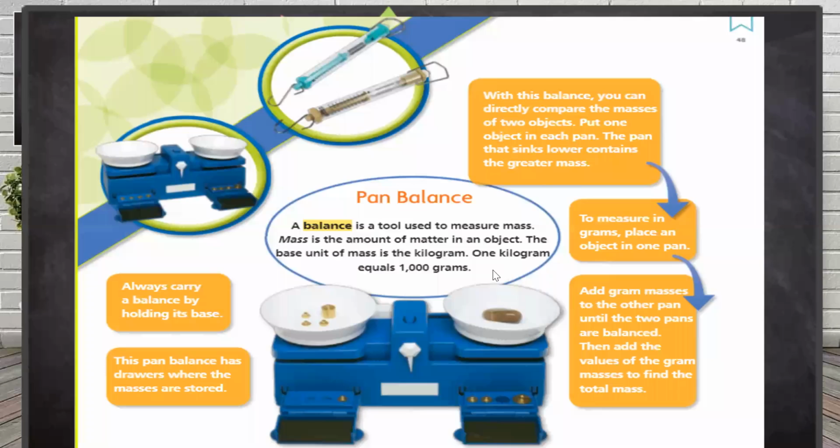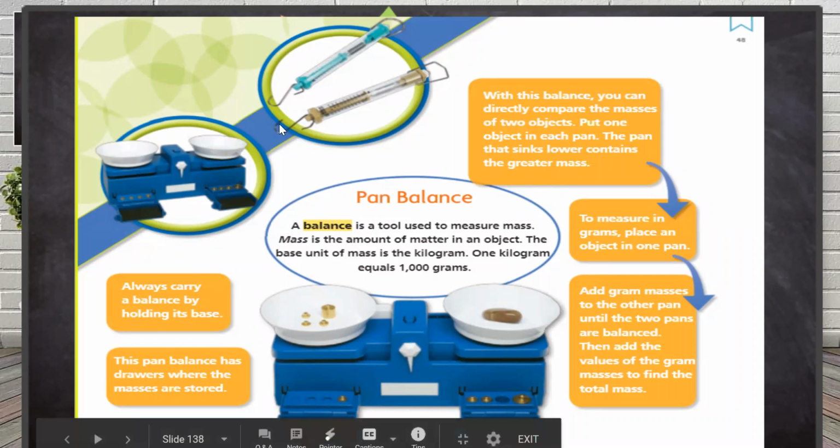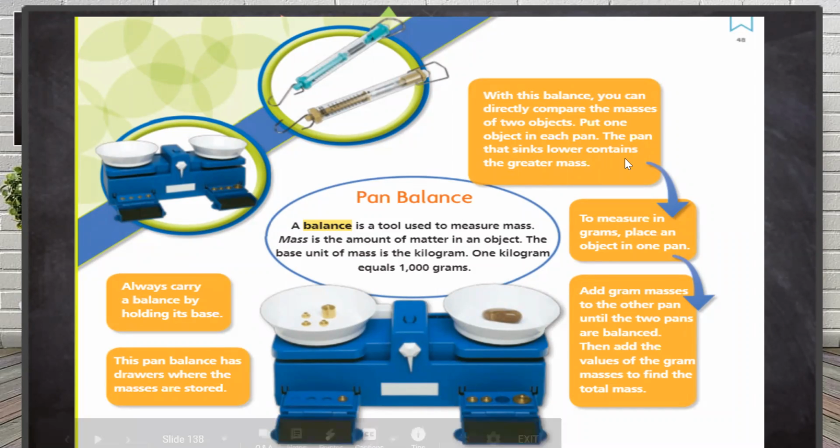Okay, guys? Now over here you can see a pan balance. A pan balance is to measure what? Can you tell me? Oh, Miss, I know. Weight. Yes. Weight. Or what do you call it?